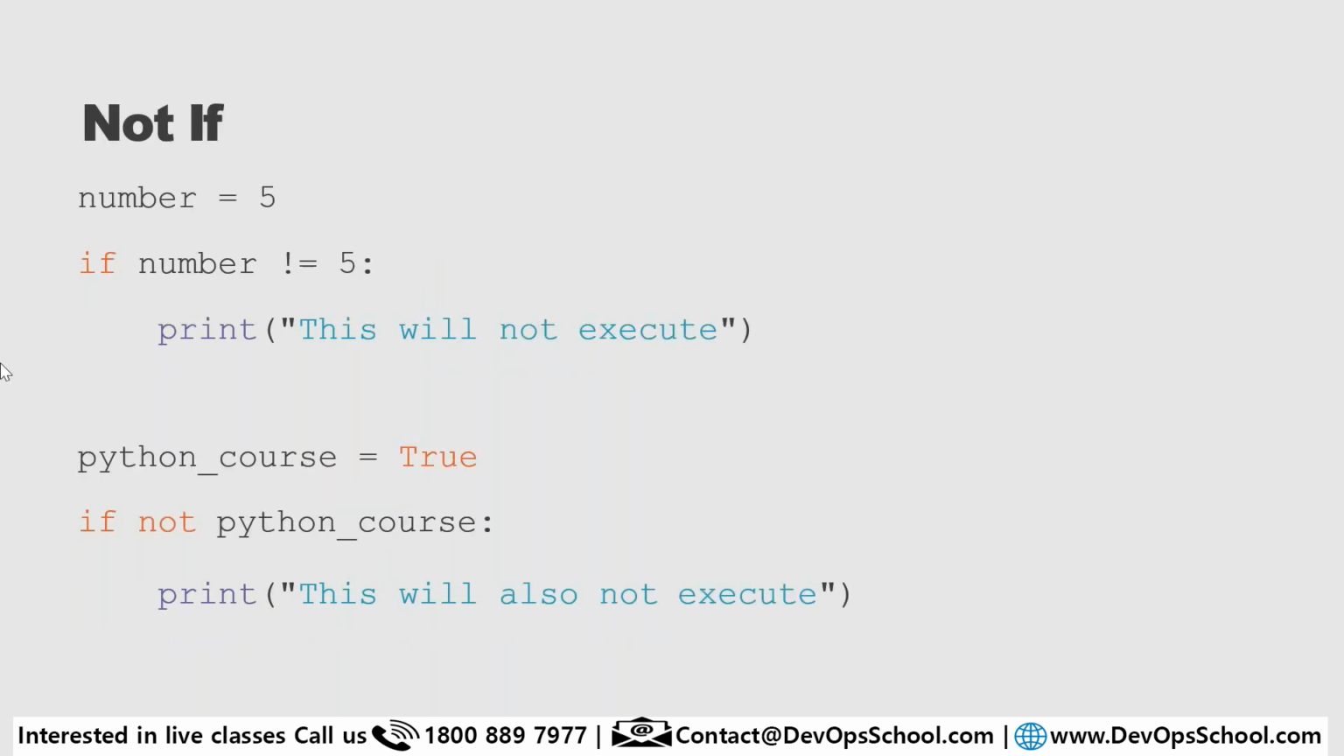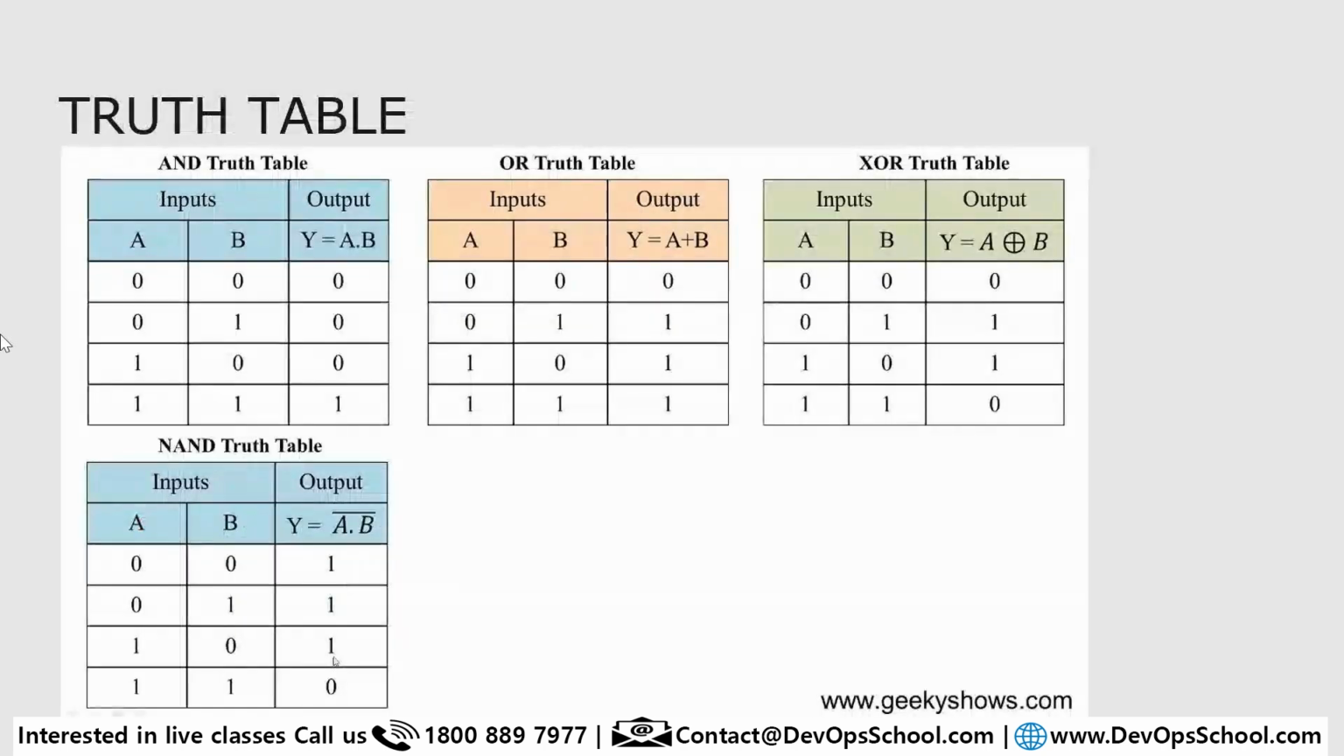Not if also is used in Python many times. So here, first you look at if number is not equal to 5, this will execute. But if you want to put it in a different way, what we are doing here is: if not Python course, which is set, then print this one. So not if also is available in Python, which you can do. If you are not comfortable with the truth table, then I think you can use this.